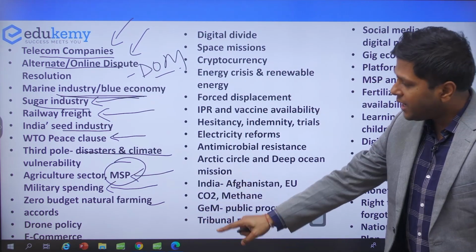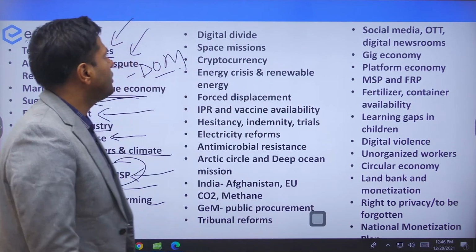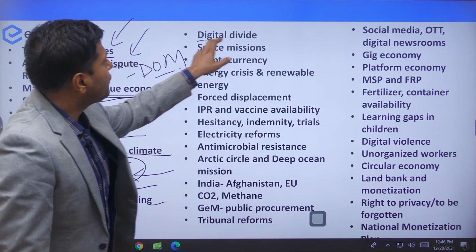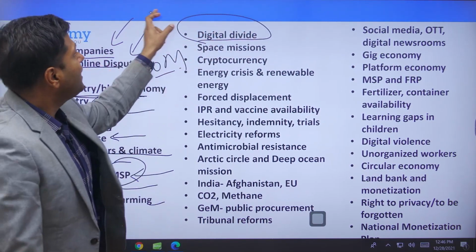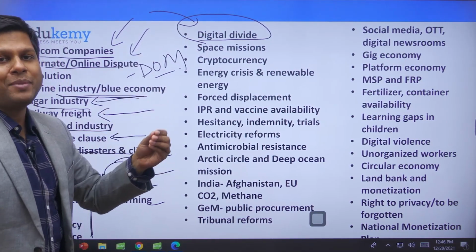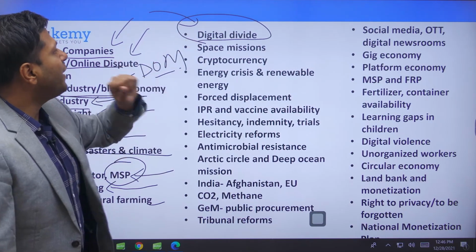Drone policy and e-commerce. What is the rationale behind these policies and e-commerce policies? Digital divide in the country. Because of COVID times, many of the themes will be centered around COVID. They will be education related, health related, MSME related or development related, but because of COVID, it has gotten highlighted. So digital divide is one.